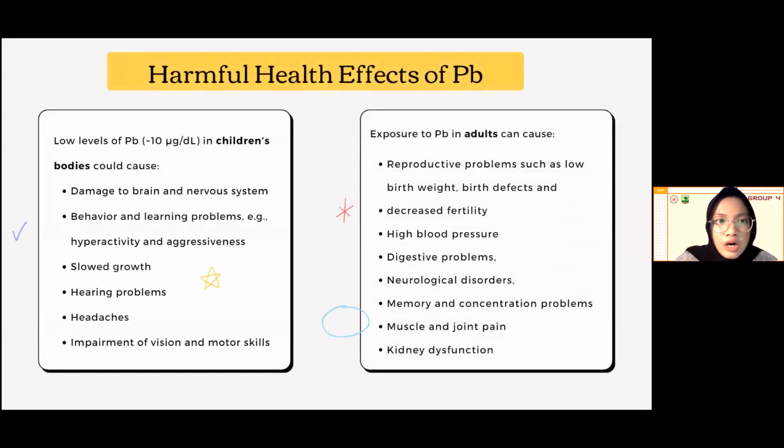So these are the harmful health effects of Pb that can be found in children's bodies and also in adults. Low levels of Pb in children's bodies could cause several damages to the body, such as damage to the brain, nervous system, behavior and learning problems, and so on. And also the exposure to Pb in adults can cause reproductive problems, decreased fertility, high blood pressure, digestive problems, and so on. Next.